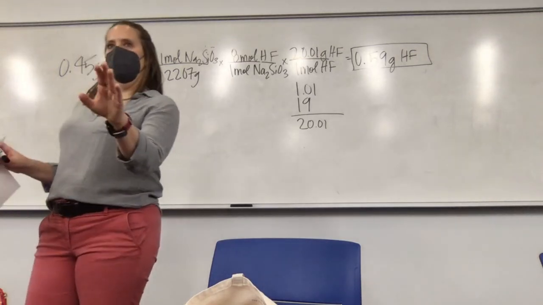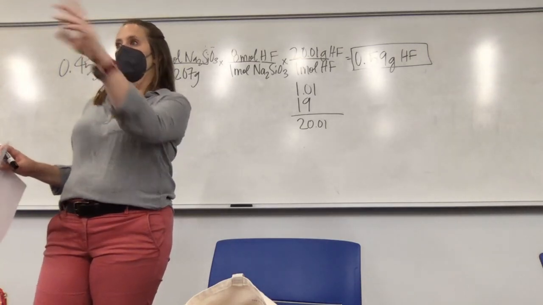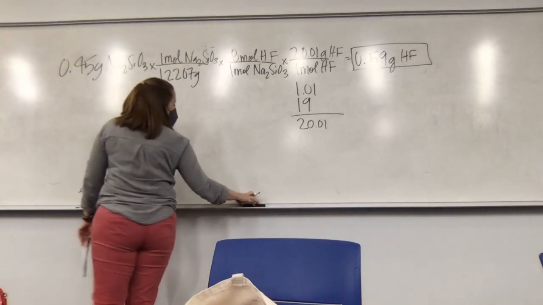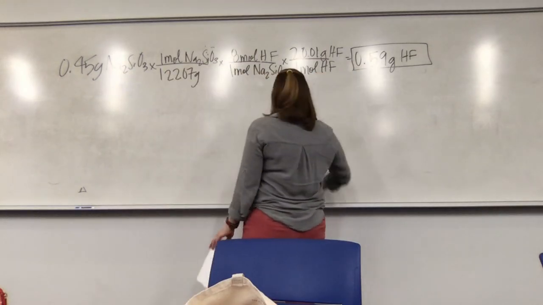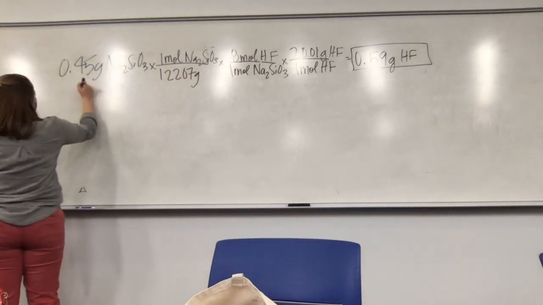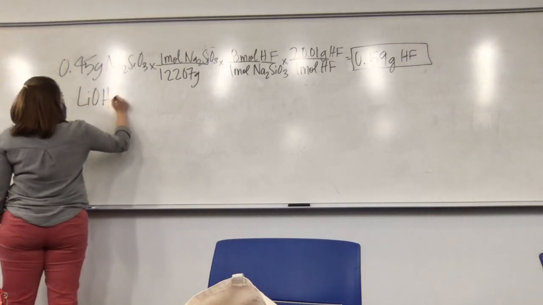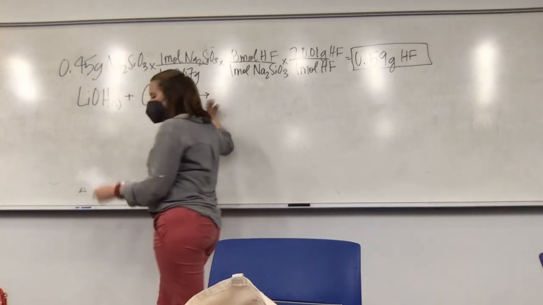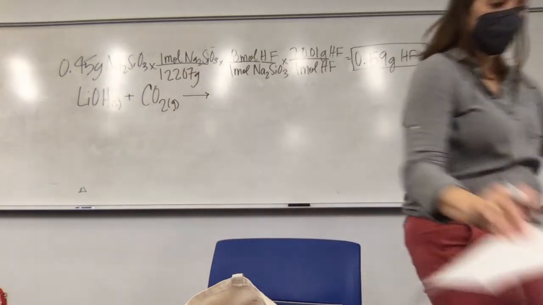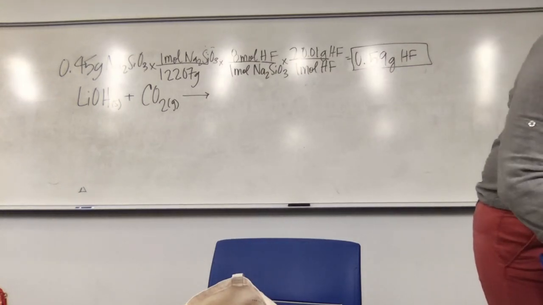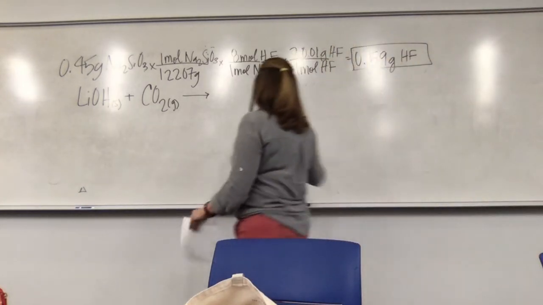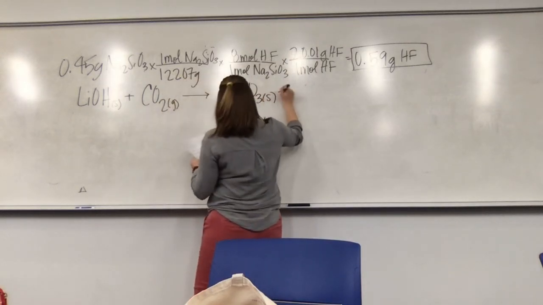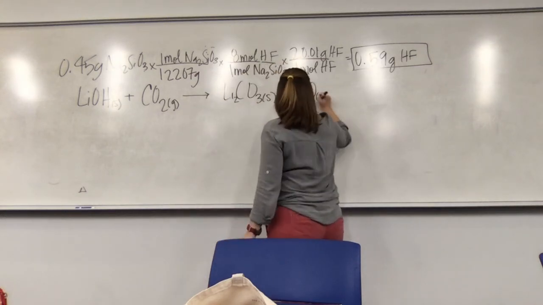What is step 1? We need an equation. Let's start with that. So in this case, I'm going to leave this up, but I'm going to write the equation. So we have lithium hydroxide, solid, plus CO2, gas, gives us lithium carbonate, Li2CO3 solid, plus water vapor.